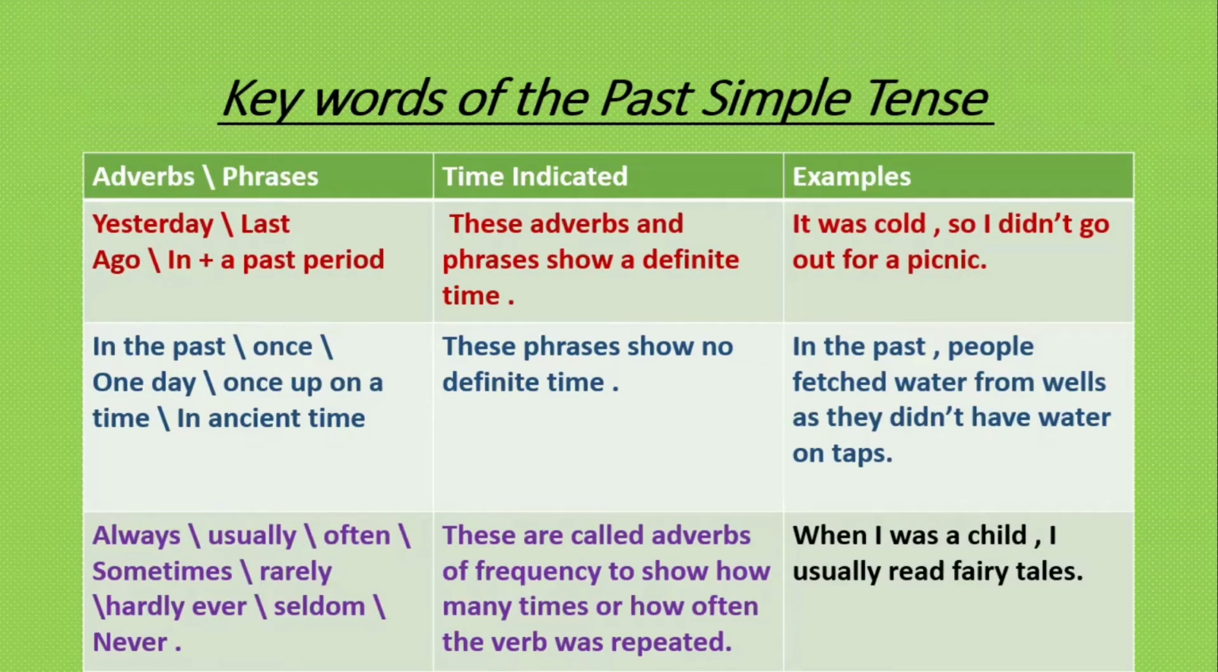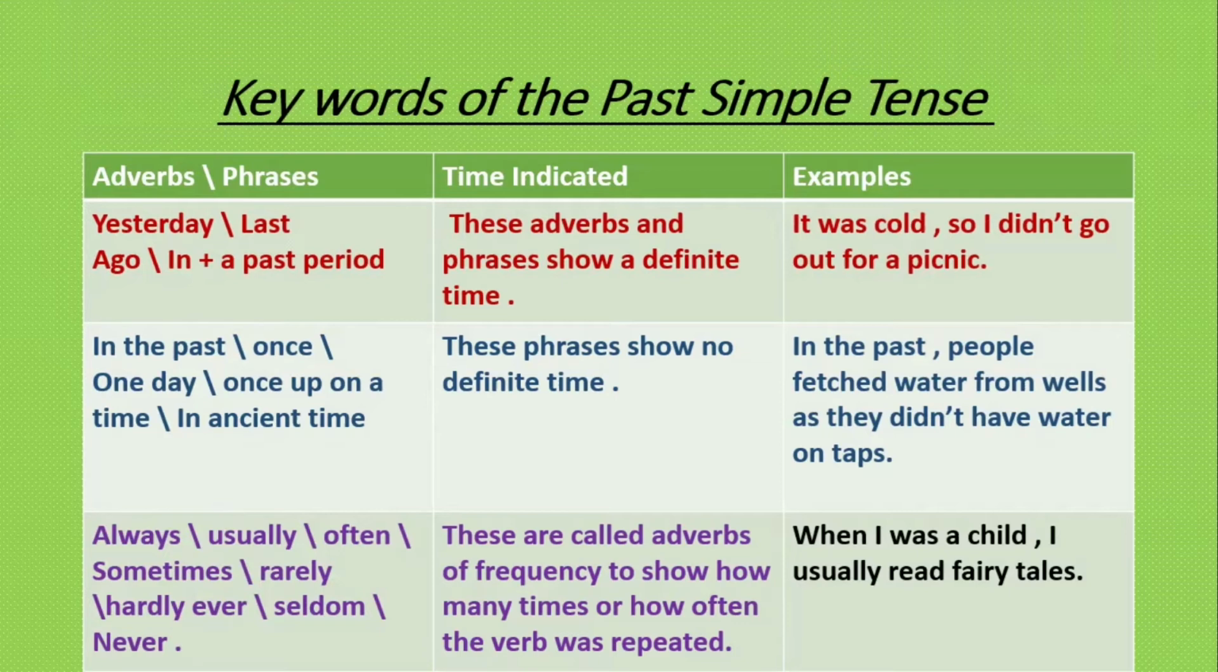For a definite time, we can use words like yesterday, last, ago, in plus a period of time, like in 1919, in 2020, and so on, a past period of time. They indicate an exact or definite time of the verb. So it's a completed form. Like when I say, it was cold, so I didn't go out for a picnic. Maybe yesterday, two days ago, last weekend, like that.